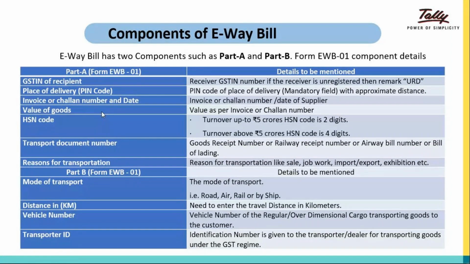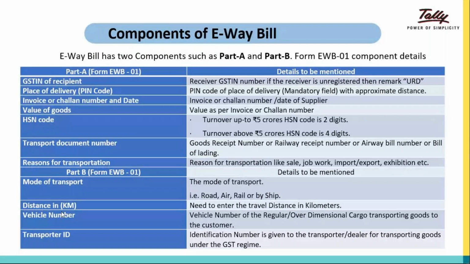So next we will see part B. Part B will mainly consist of all the details regarding the transportation vehicle details. First we will have mode of transport. For mode of transport, we have to select whether it is through road, rail, or by ship. So we must mention that, very important. And then we have to mention the distance in kilometers. That means we have to give an approximate value of the distance that will be covered in the transportation.